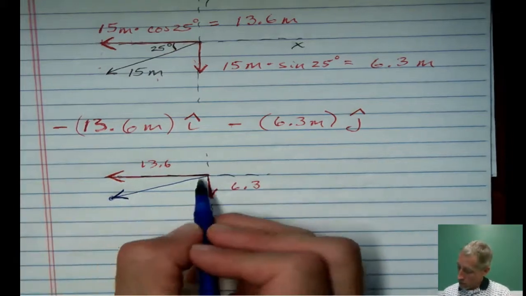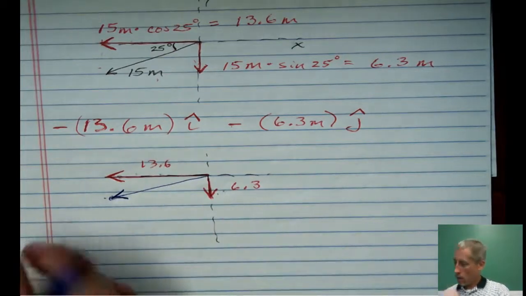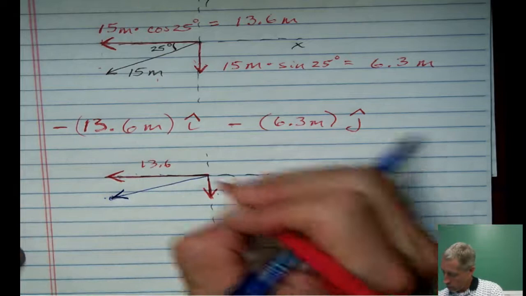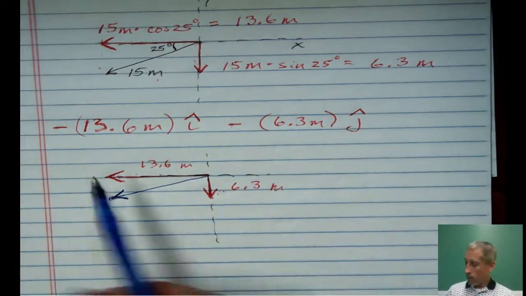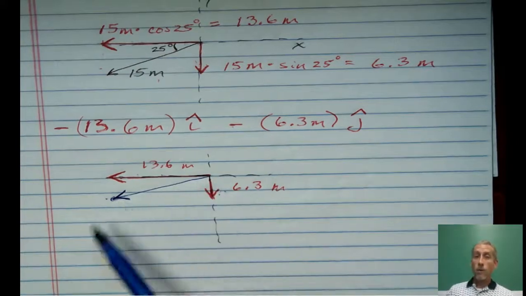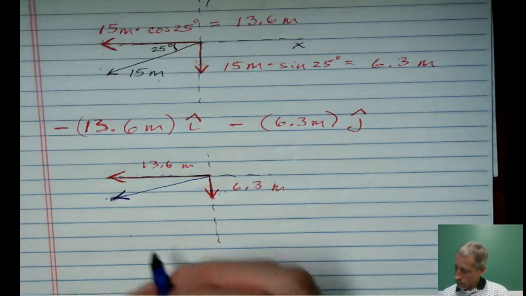Okay, so this is equivalent to the sum of these two red vectors here. I probably ought to be careful and put units on here. So if you only knew the legs of a right triangle and you needed to figure out what the hypotenuse is, I hope you would recognize that that's the Pythagorean theorem.